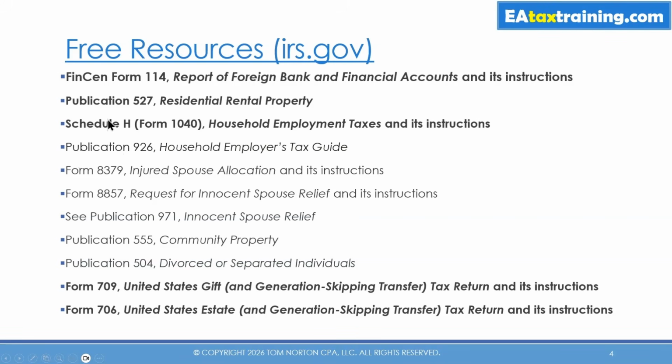Then we've got Publication 527 for residential rental property, Schedule H for household employment taxes, along with its instructions. Then the other 2 in bold down here are Form 709, which is the gift tax return, and Form 706 for estate tax.